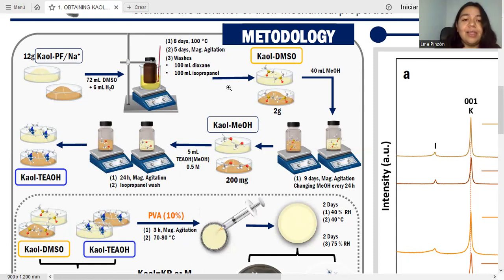Then it was intercalated with methanol to obtain methoxykaolinite using the initial ratio. It was stirred for 9 days, changing the methanol once a day. Finally, intercalation with TEA was performed following this ratio for 24 hours under rotation.